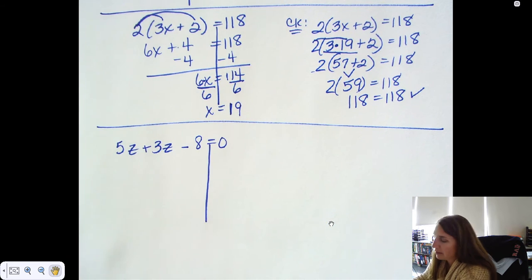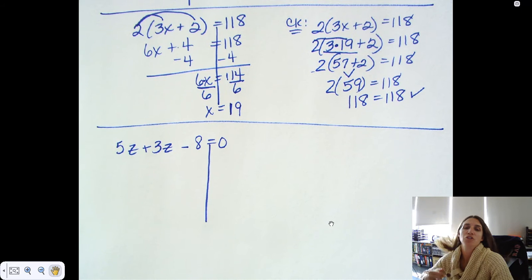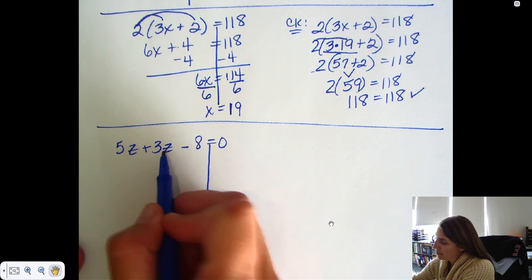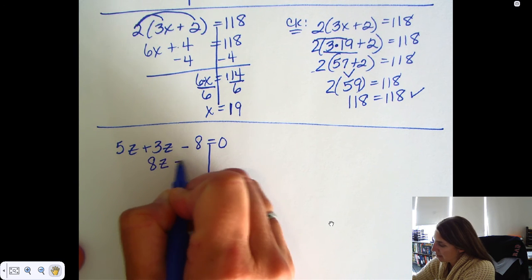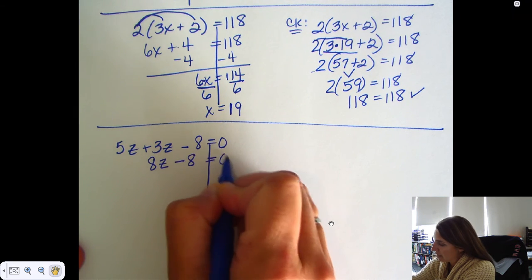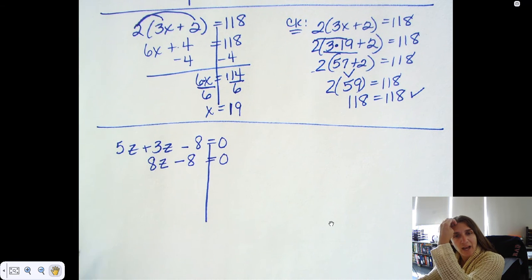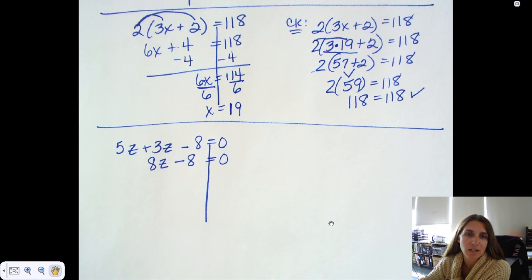I put my balance beam in, and I say to myself, okay, I do have to simplify that expression, but I'm simplifying it by combining like terms. So 5z plus 3z is 8z minus 8 equals 0. The negative 8 didn't have any friends. It had nothing to combine with, so it just basically gets dragged down into the next line of your equation.